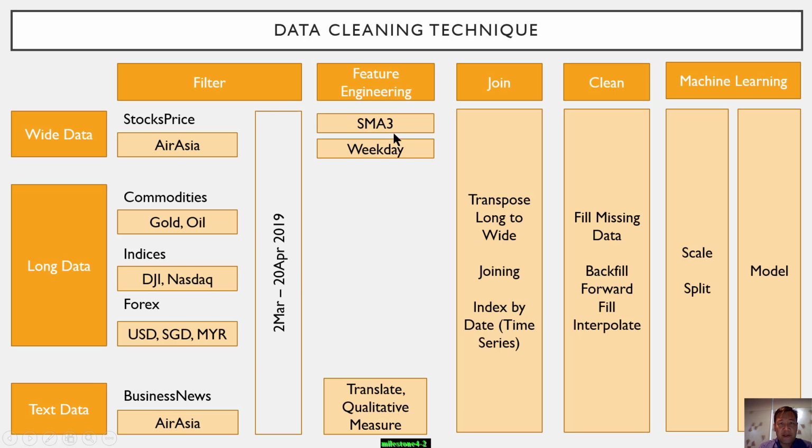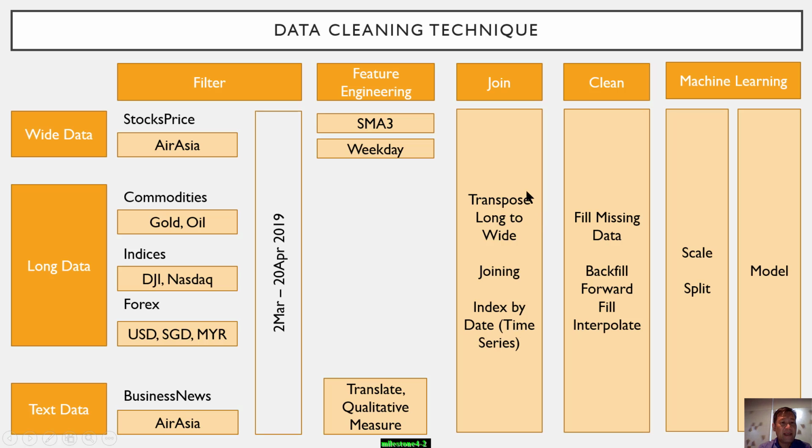We will introduce feature engineering with 3 particular columns: a simple moving average with a 3-day window, and weekday, Monday to Friday. Saturday and Sunday will be dropped because they are not trading days. And with the sentiment analysis, we will create a new column called polarity to measure the quality of the business news title.